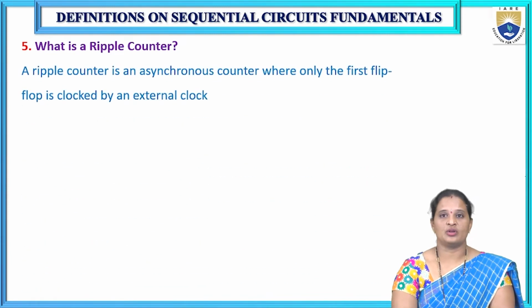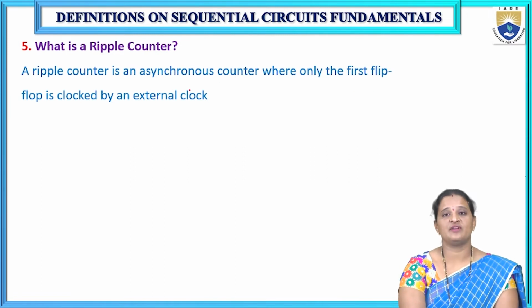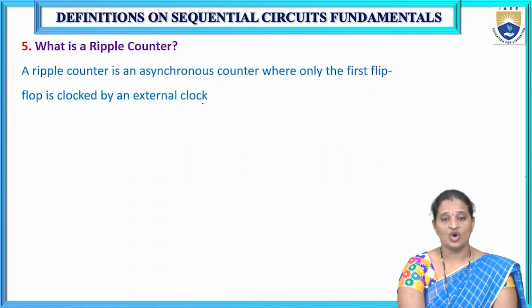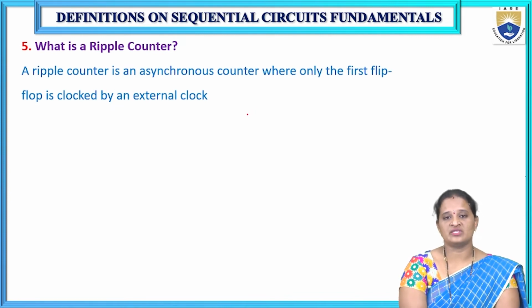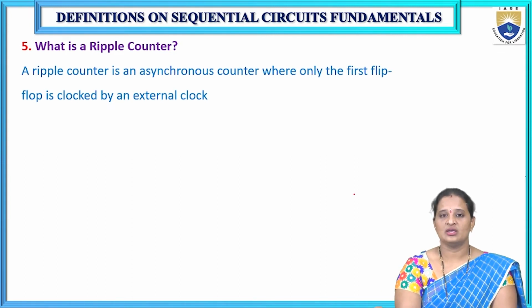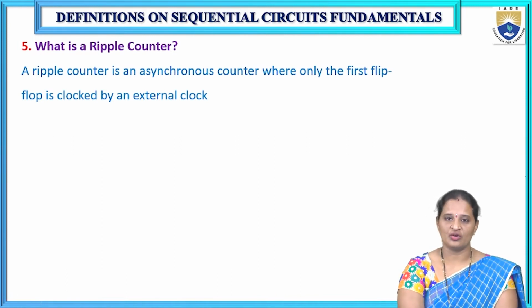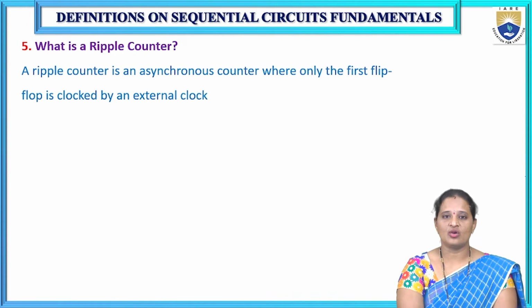What is a ripple counter? A ripple counter is also known as an asynchronous counter, where only the first flip-flop is applied with the clock whose pulses are to be counted, whereas the output of the first flip-flop is given as clock input to the next, and so on. Such a counter is said to be a ripple counter, and a ripple counter is also said to be an asynchronous counter. So we can say that ripple counter is another name for the asynchronous counter.